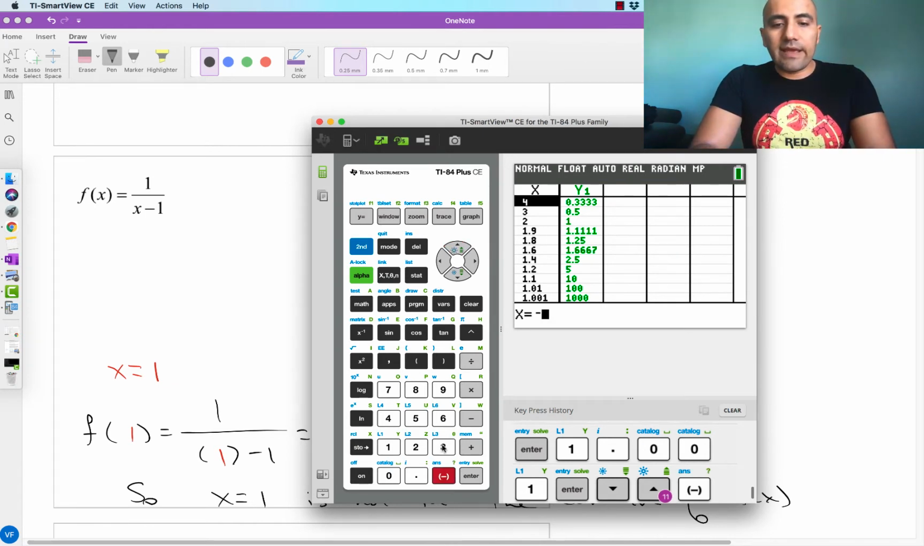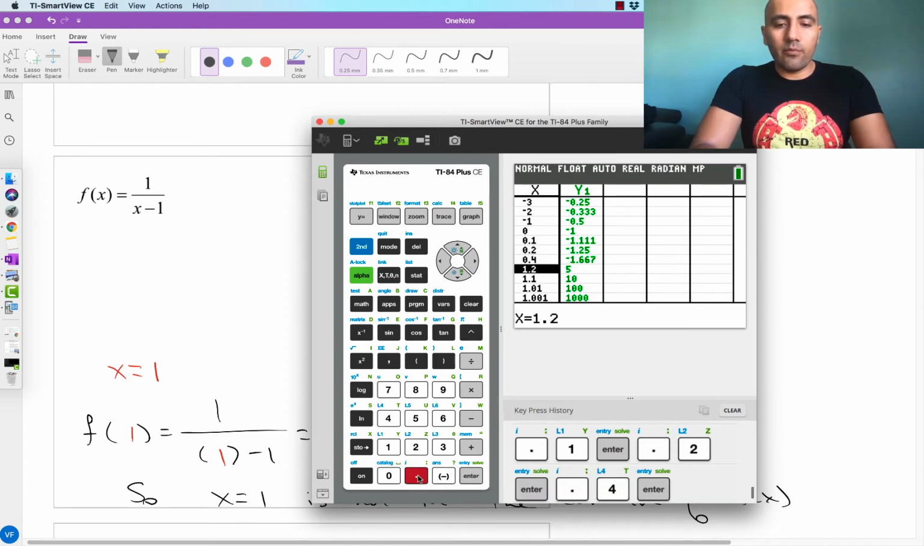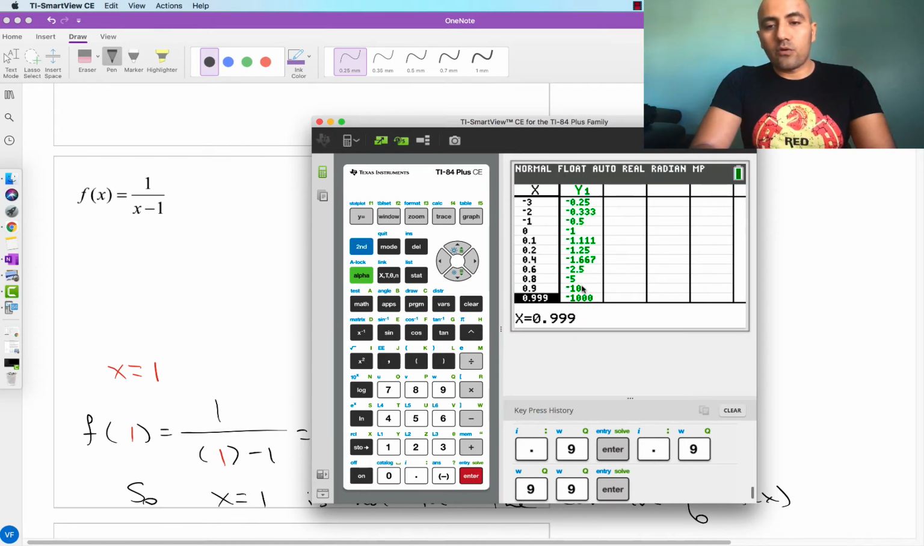Now, the other side. Let's say we want to approach 1 from the other side. Let's say we start off at -3, then -2, then -1, then 0, then 0.1, then 0.2, then 0.4, then 0.6, then 0.8, then 0.9, then 0.999. We see that the output values begin to grow toward negative infinity. They're getting infinitely large in the negative direction. Let's see what this looks like on Desmos.